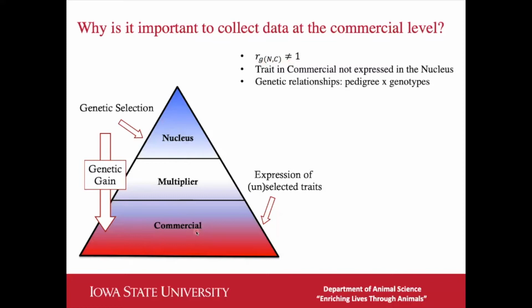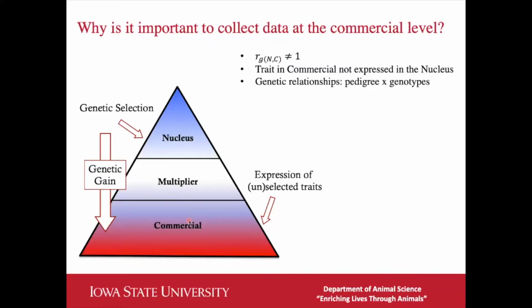The reason for this is that we have a different environment. The nucleus is the best environment for the animal to express its traits, and at the commercial level, we also have exposure to diseases, stress, different management, and so forth. So we have what we call genotype by environment interaction. The other component is that at the commercial level we have crosses. In the nucleus, we have purebred animals, and at the commercial level, we have crosses. So there are also gene by gene interactions going on.